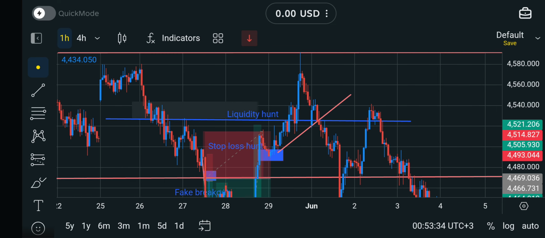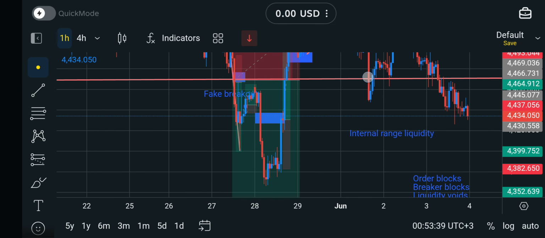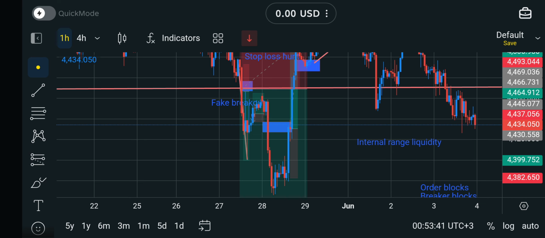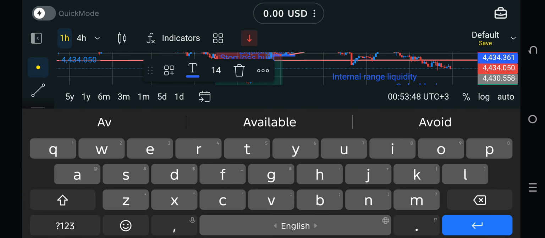So you can see here the market was consolidating. Then I told you guys you should avoid fake breakouts.